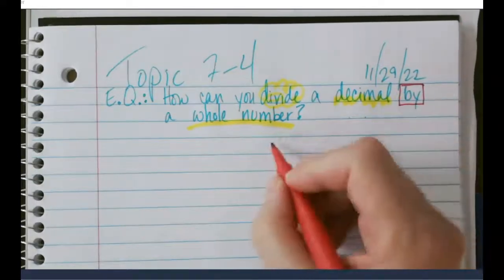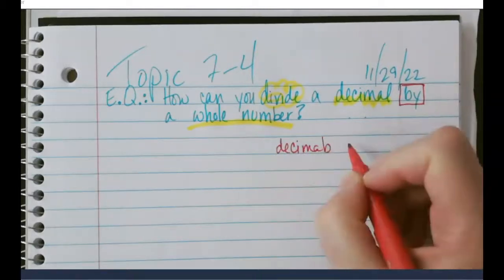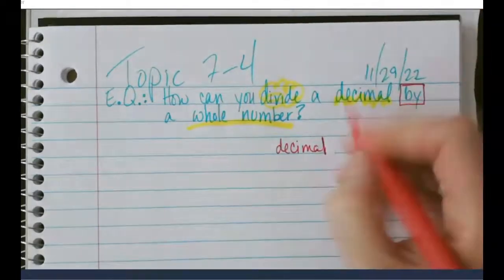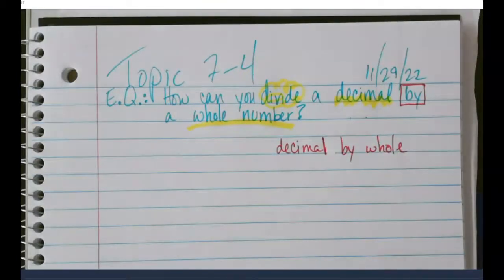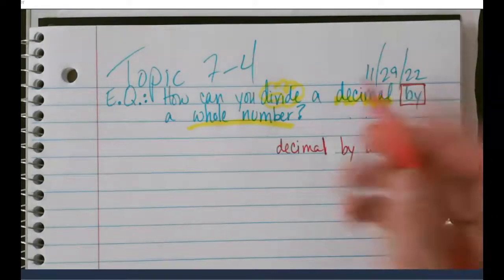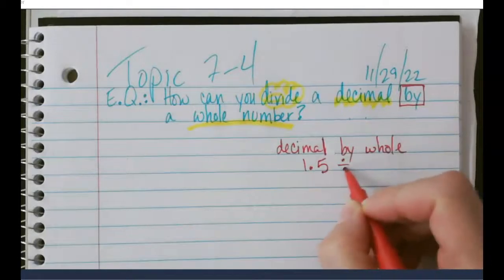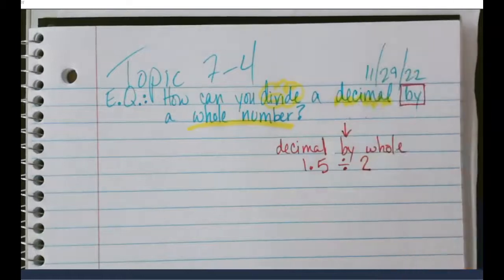So if I have a decimal by a whole, we need to think of turning that into a mathematical sentence. So an example would be a decimal divided by a whole number. So that word by is showing you how it works when you do a mathematical sentence.